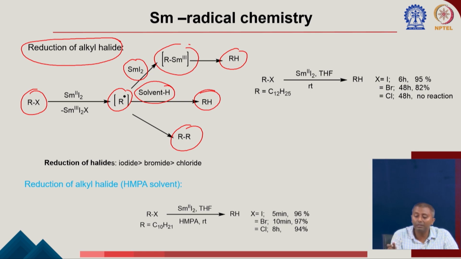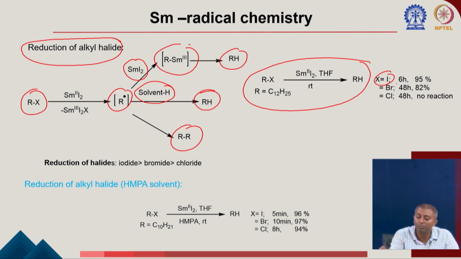Again you can see here, if you are doing this reaction with X equal to iodo versus bromo versus chloro, what is happening? As the carbon halide bond energy is getting increased, your reaction is becoming slower and slower. Okay, that is kind of understandable: the bond dissociation energy is increasing, and at the same time the corresponding reduction time is getting increased. Again very similar things here.